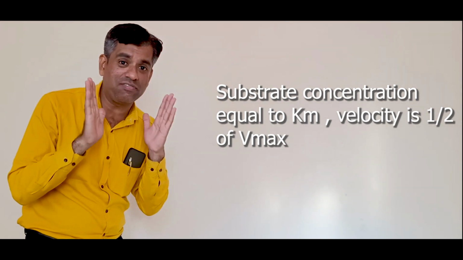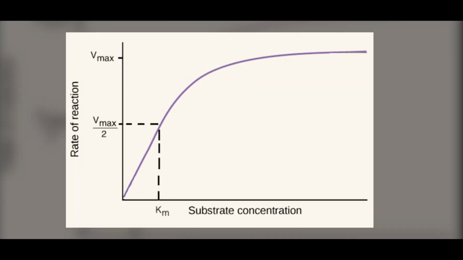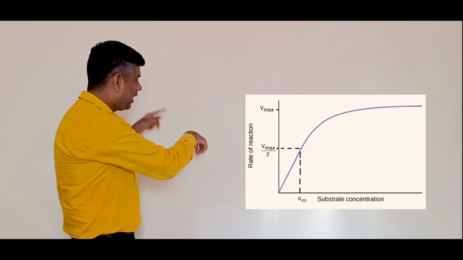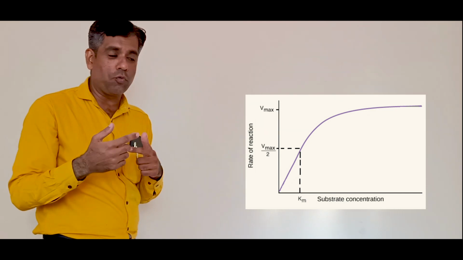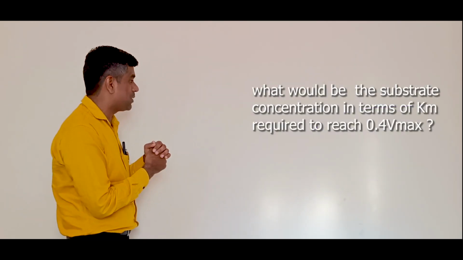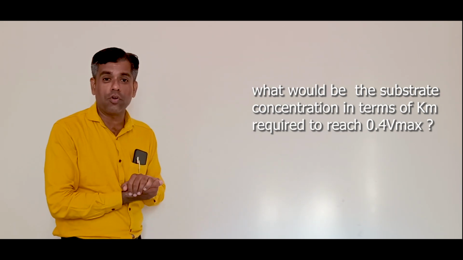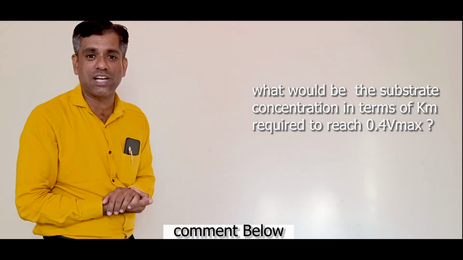We all know that 0.5 Vmax is half of Vmax, right? If you look at the graph which we plotted in an earlier video, where you plot the velocity and your substrate concentration, half of your Vmax, that is 0.5 Vmax, is when the substrate concentration is equal to Km. You can use this same method if you want 0.4 of Vmax. Can you please tell me what would be the substrate concentration in terms of Km required to reach 0.4 of Vmax, with the calculations which I just did?